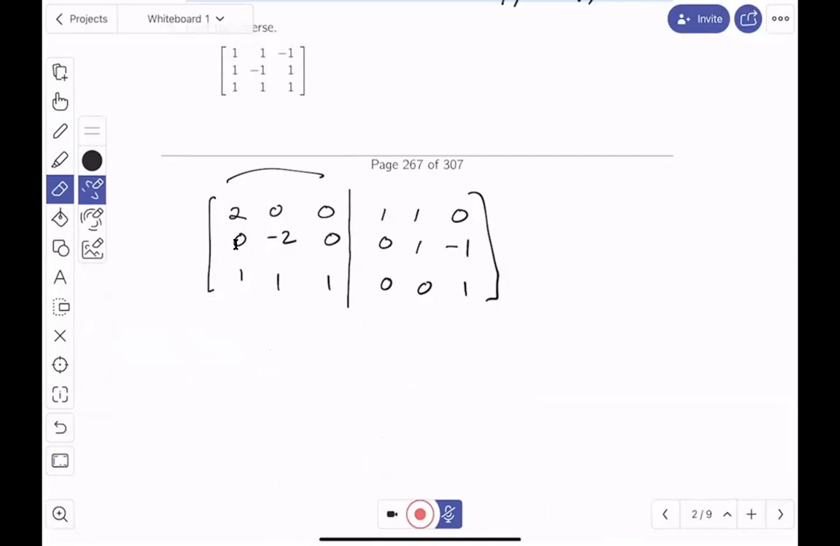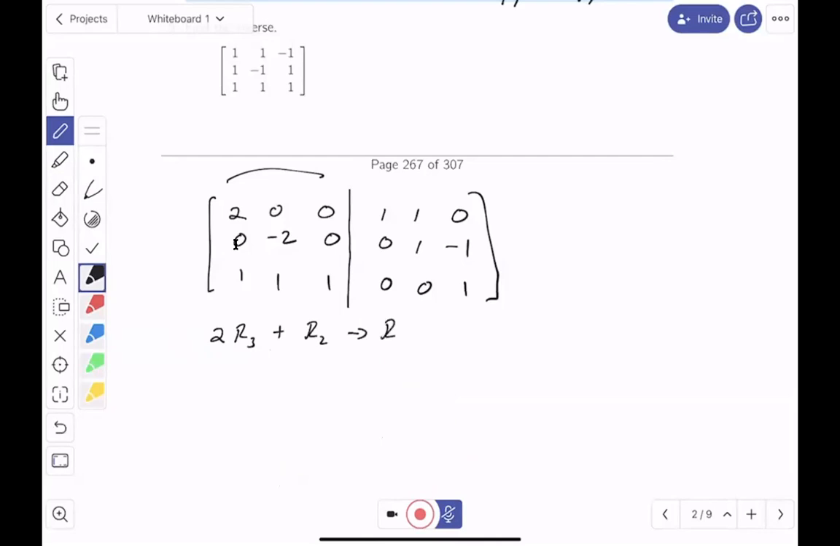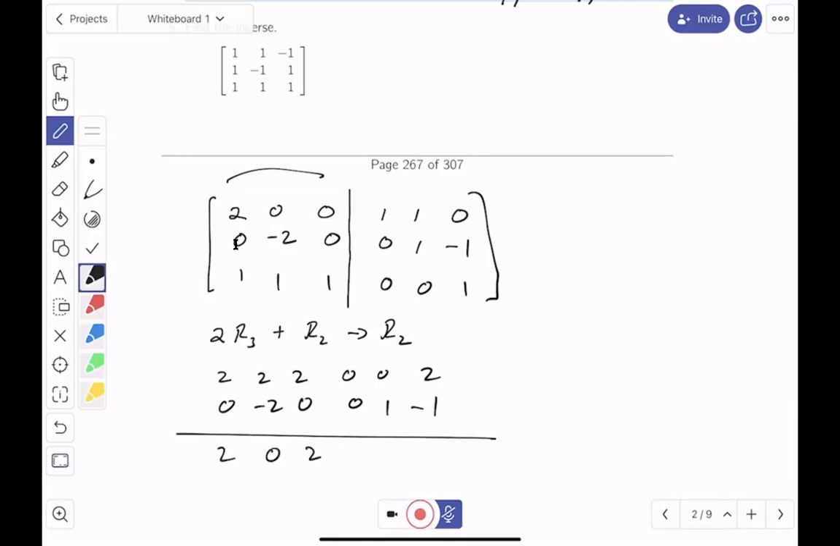All right, let's take a look at it. I've got to do some more work over here, and I think I'm getting pretty close. All right, so I'm going to do 2 row 3 plus row 2, give it to row 2. Let's write this down. 2, 2, 2, 0, 0, 2, 0, minus 2, 0, 0, 1, minus 1. That gives 2, 0, 2, right? 0, 1, 1.